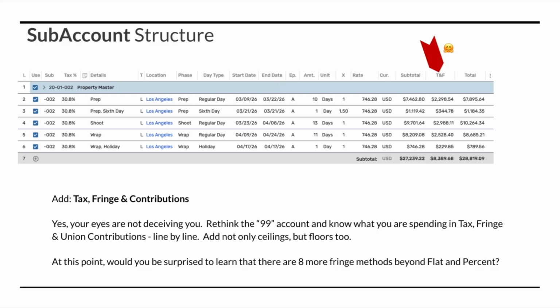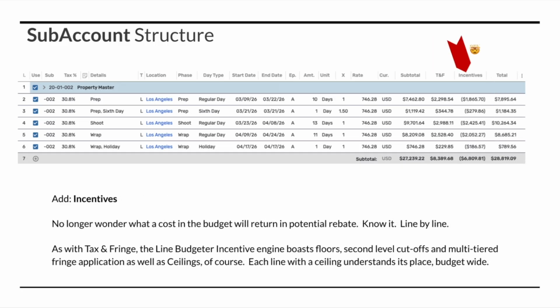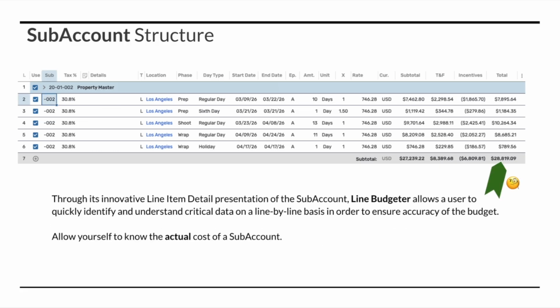Line Budgeter projects the details of your spend also with the details of your rebates. Know even more about how your monies are being attributed to applicable rebate programs and get a clear picture of the net costs of a subaccount. And yes, Line Budgeter is monitoring the floors and ceilings while giving you this information.